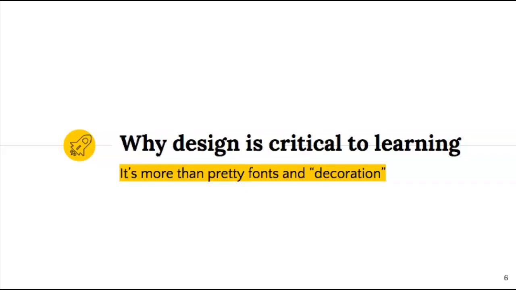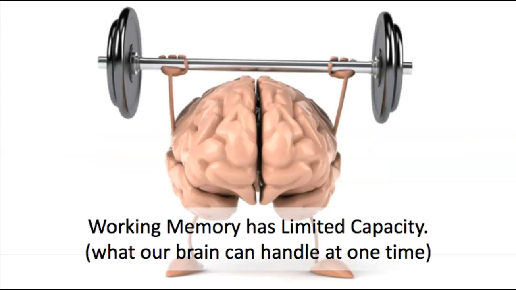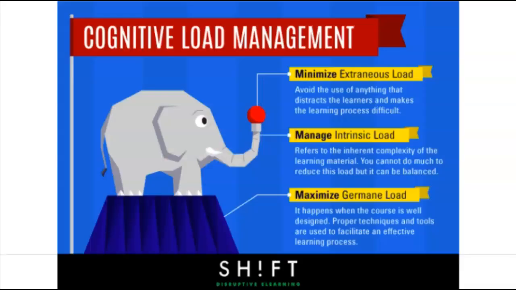So to answer that question, we have to start thinking through why design is critical to learning and how it really is more than just pretty fonts and decoration, and how we need to make time for it because it is critical to learning. So our brains only have a certain amount of working memory. It really has a limited capacity, and our brains can only handle a certain amount at one time. That certain amount is broken down into 3 different types of cognitive load.